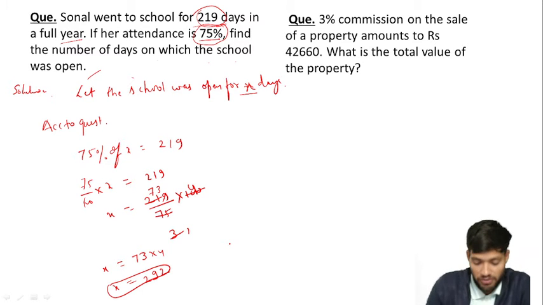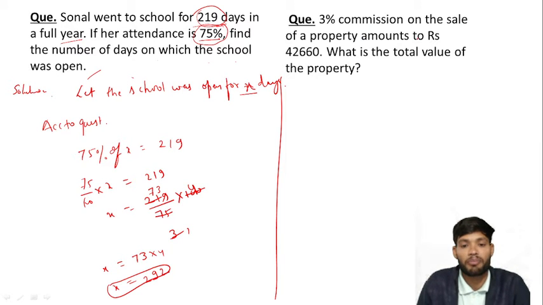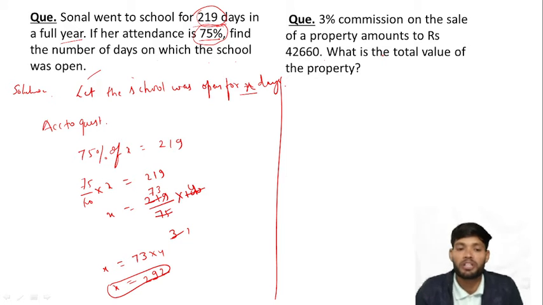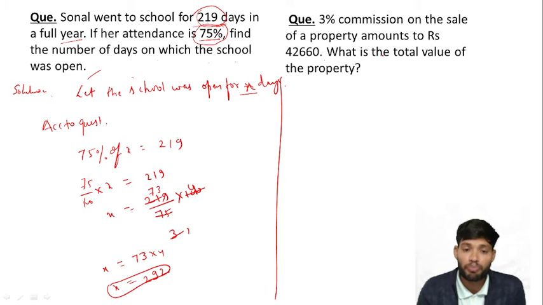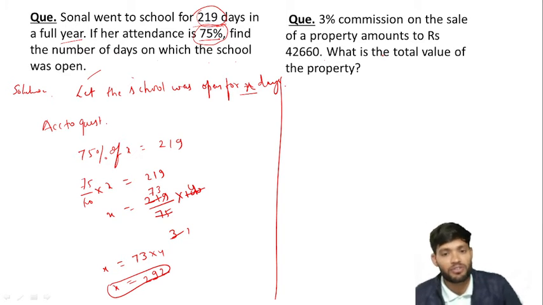Now the next question is that 3% commission on the sale of a property amounts to rupees 42,660. What is the total value of the property? You have to try this question. First pause the video and try it as a rough. After that you have to look at the solution. So please pause the video and try to solve it yourself.